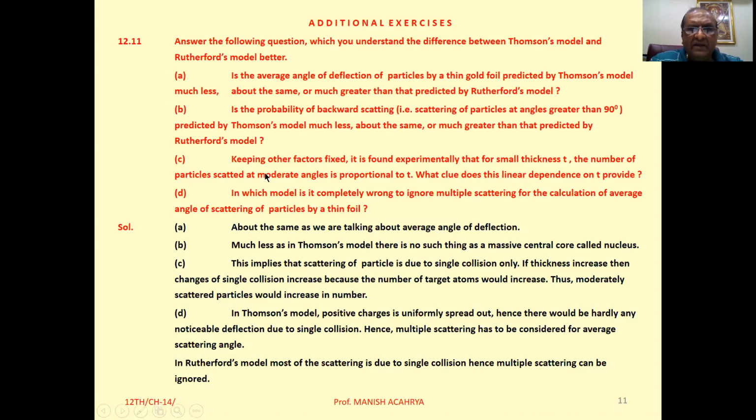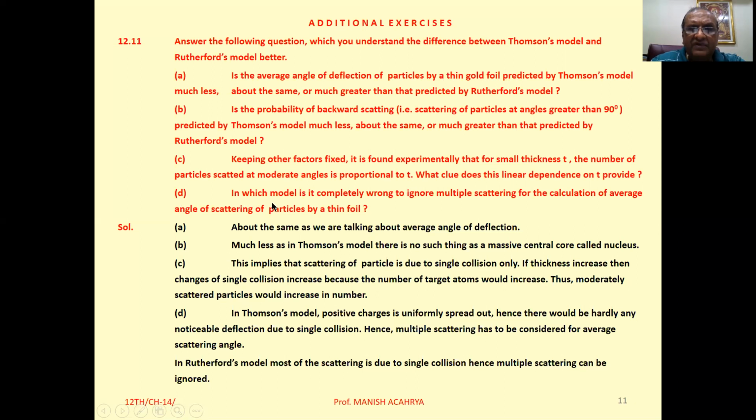Then C, keeping other factors fixed, it is found experimentally that for small thickness t, the number of particles scattered at moderate angles is proportional to t. What clue does this linear dependence on t provide? So when the thickness is less, there are fewer chances for multiple scattering. If the thickness is more, then more atoms will be accommodated in the path of the alpha particle. So multiple scattering is possible. Clear? So here we can understand this direct proportionality of the number of particles scattered to t.